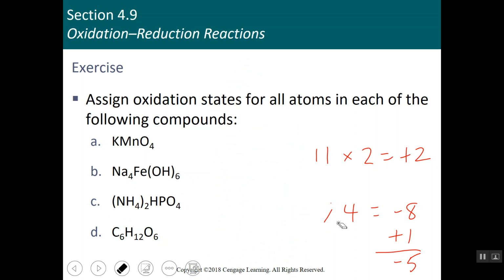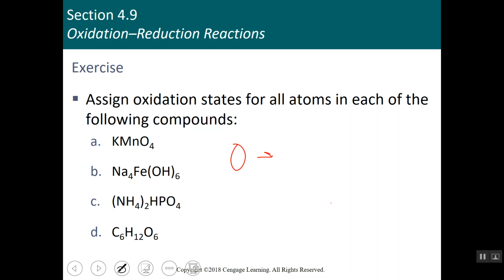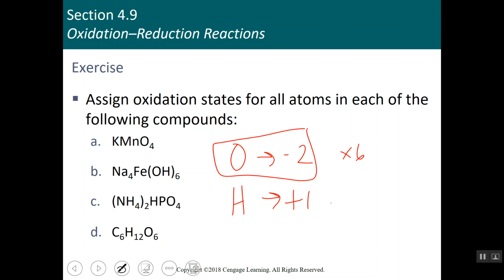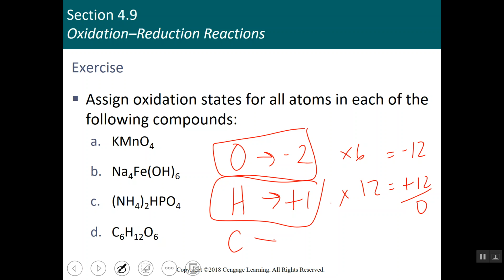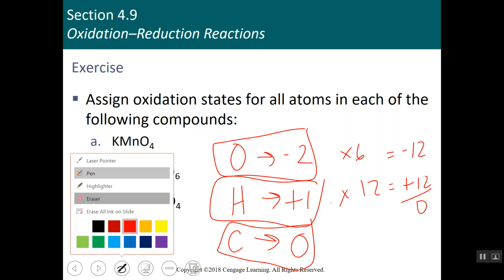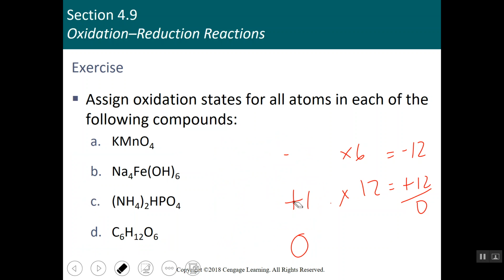Now we're going to look at glucose, which is this last one down here. You've probably seen this in your biology course. And we are going to start with the rules. Oxygen, -2. Hydrogen, a +1. So if we take that times 6, we end up with -12. And we take that times 12, we end up with +12, which is 0, which indicates to us that carbon's oxidation state is going to be 0 in this compound, because we don't need any additional numbers to balance that out.